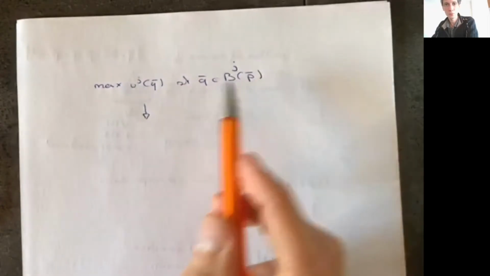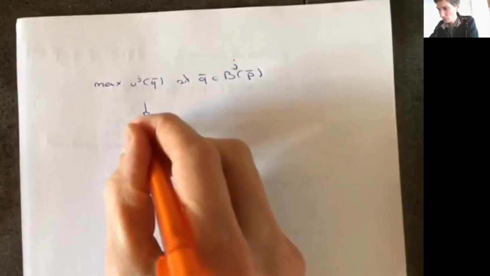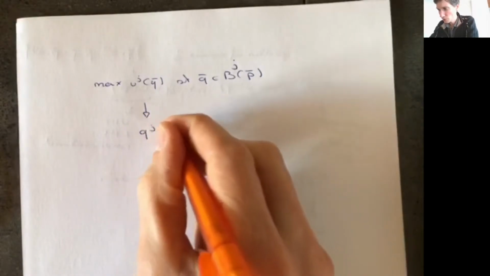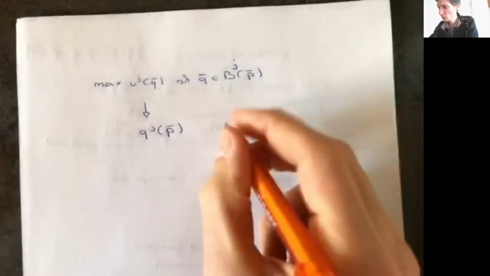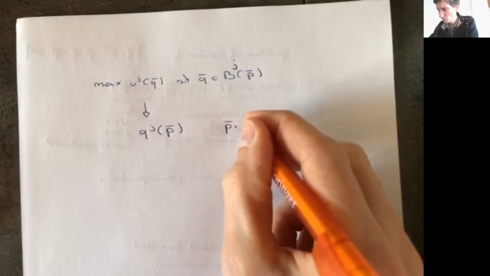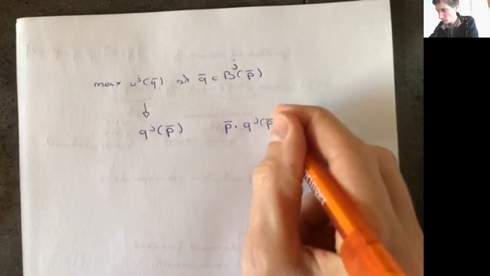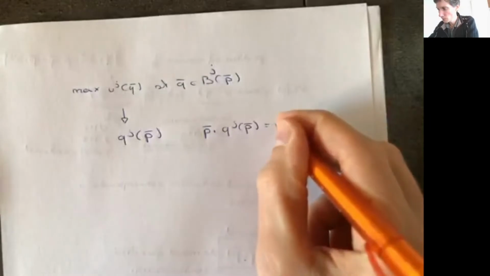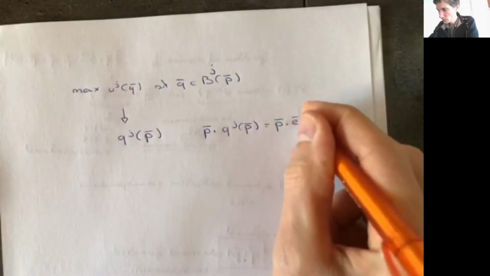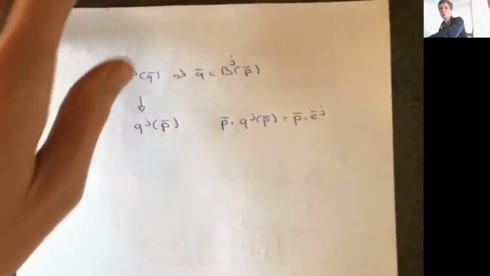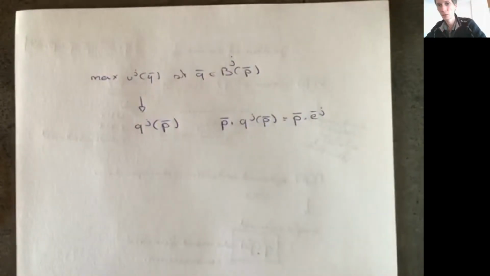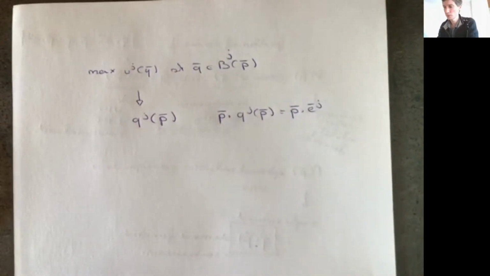Okay, so every consumer solves this problem, the utility maximization problem. We have an optimal demand function QJ of P, and we know that if we multiply this by P, well, we get exactly P times the endowment, right? So the consumer spends his entire amount of money on the consumption.